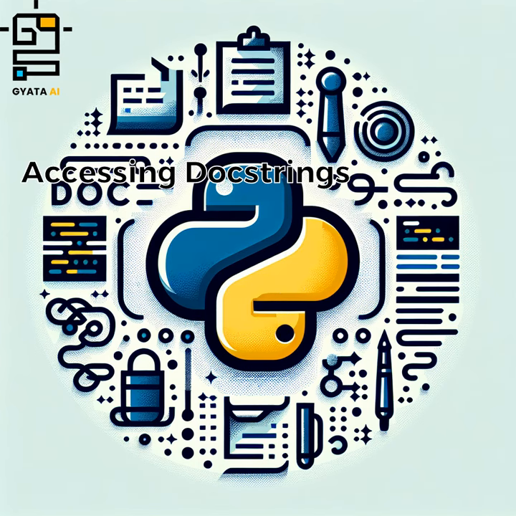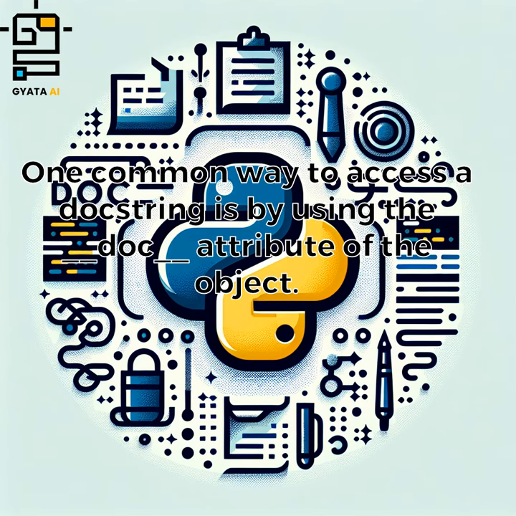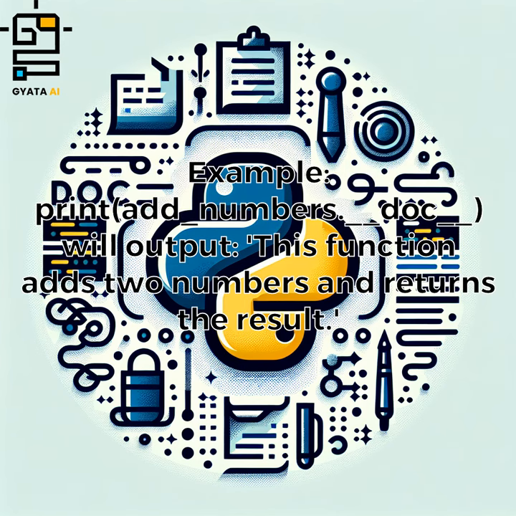Accessing docstrings. Python provides several ways to access these docstrings for use in your programs. One common way to access a docstring is by using the __doc__ attribute of the object. Example, print(add_numbers.__doc__) will output: this function adds 2 numbers and returns the result.